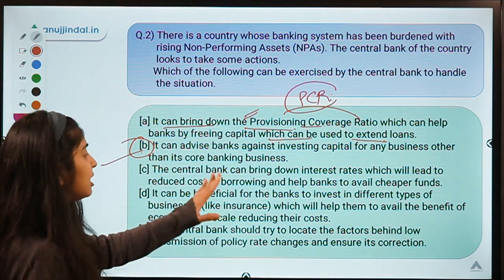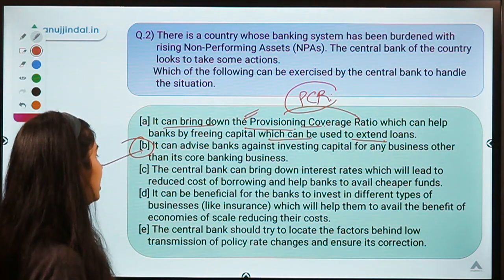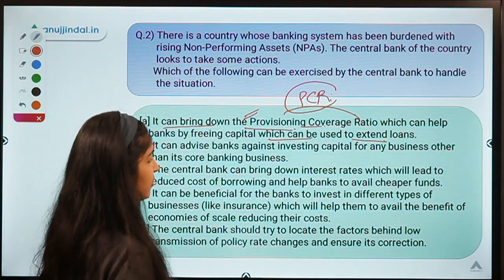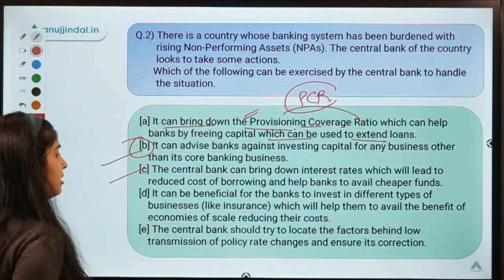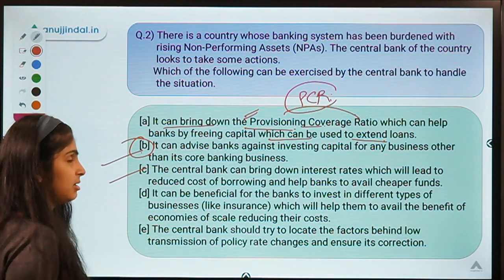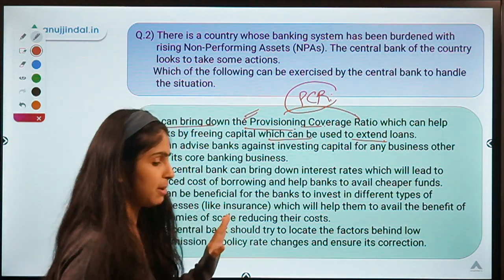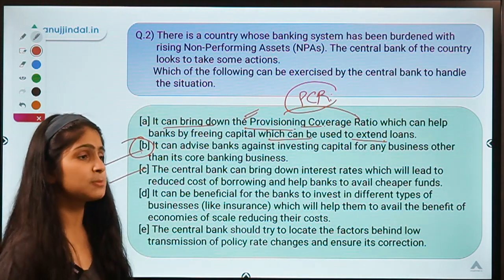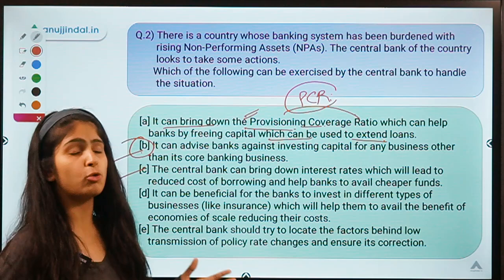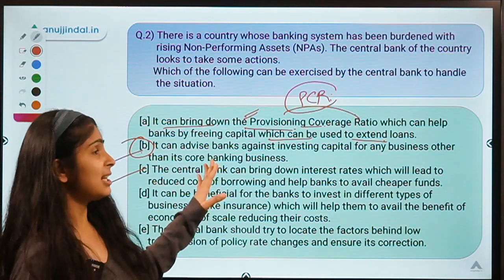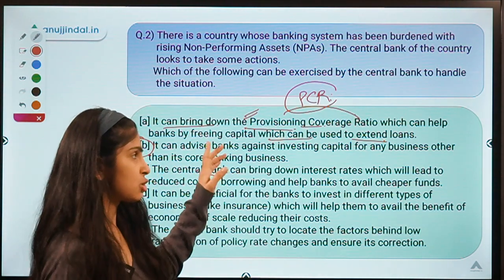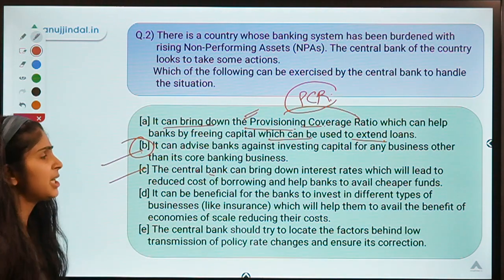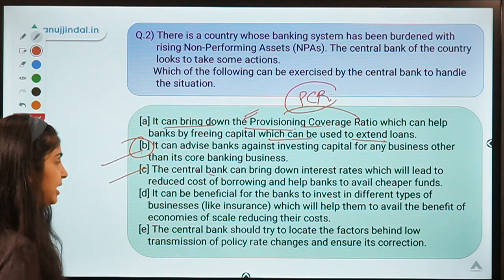Option C, the central bank can bring down the interest rate, which will lead to a reduced cost of borrowing and help banks to avail cheaper funds. So this also might not help, because this is a step taken by central banks when the central bank wants to boost lending in the market. It wants banks to lend out money with an open heart, but here reckless lending might not help, as I just told you in the first point. So bringing down the interest rate might not be of help.